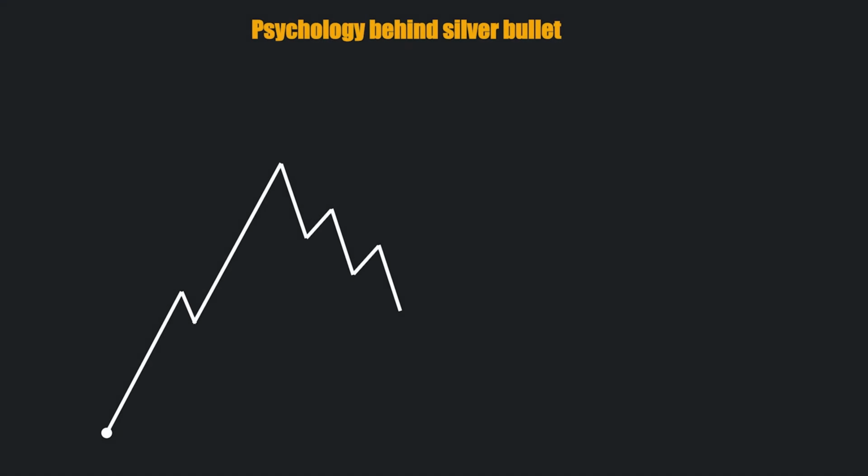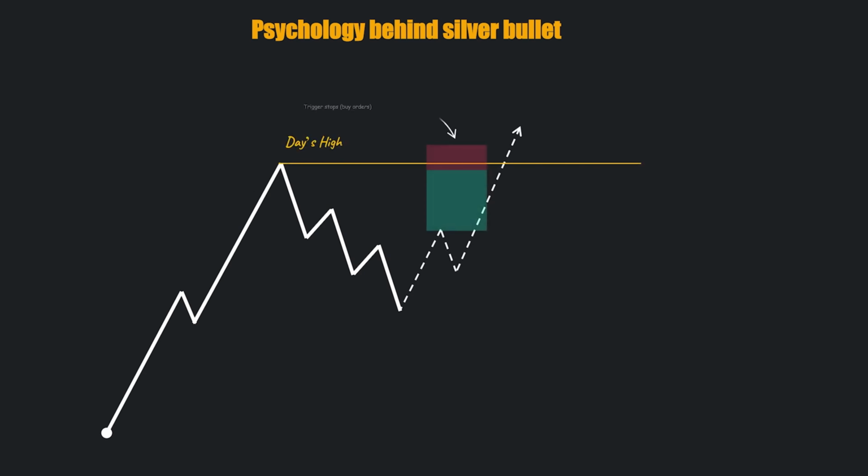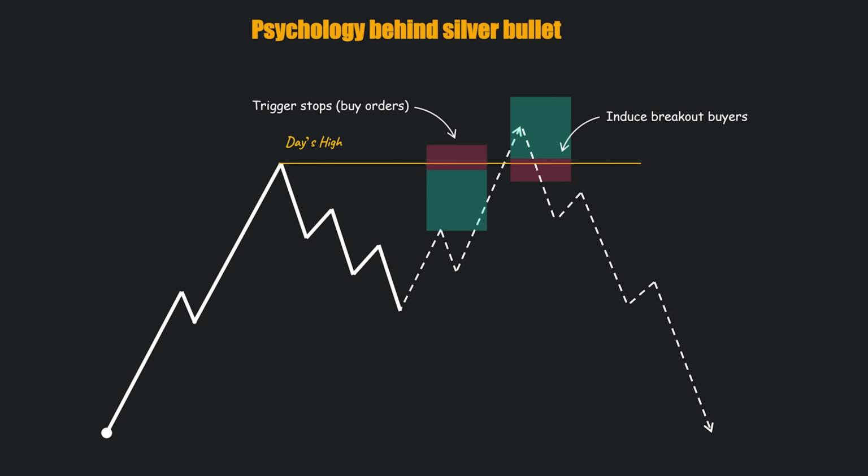The psychology behind this strategy is based on how smart money operates. When institutional players want to sell, they first need to attract buyers. To do this, they push the price above the day's high, triggering stop losses and inducing breakout traders to go long. Once enough liquidity has been collected, smart money shifts direction, driving the price downward to target the sell side liquidity below the day's low.